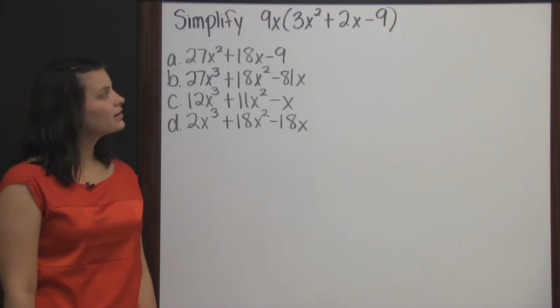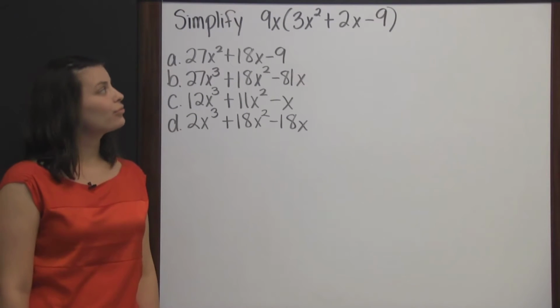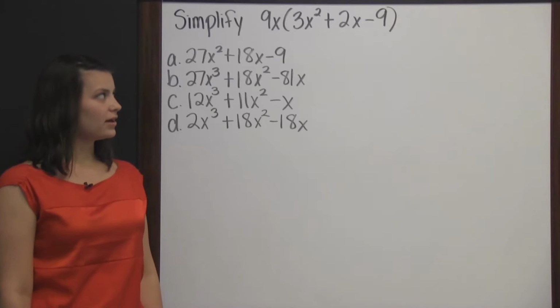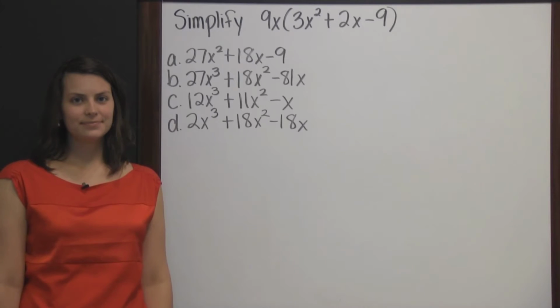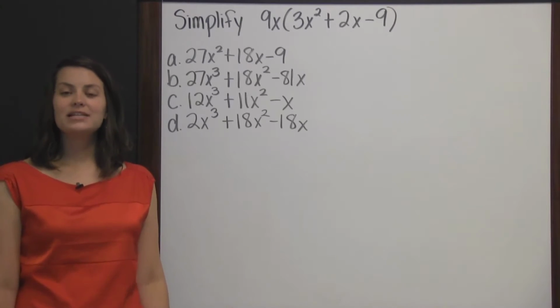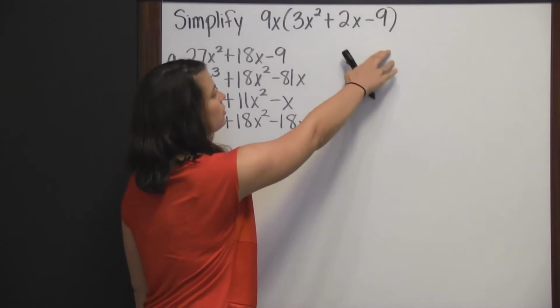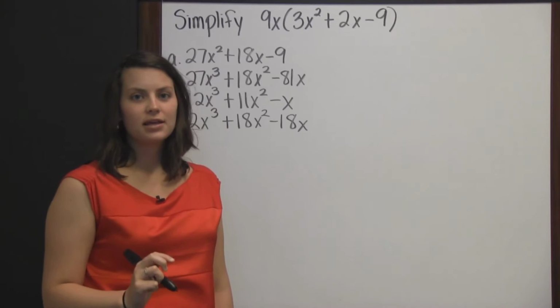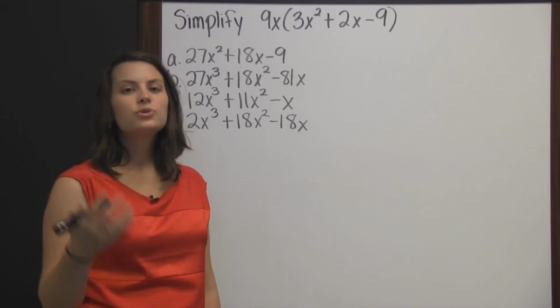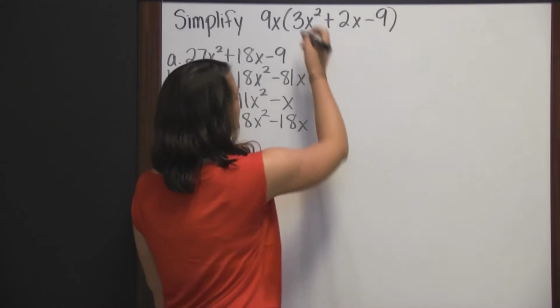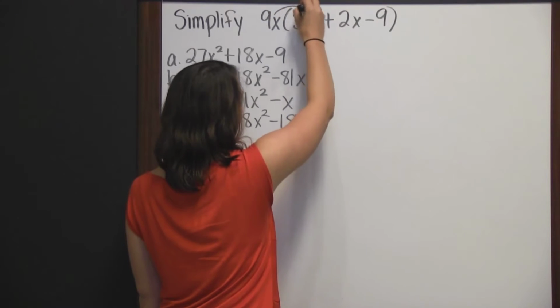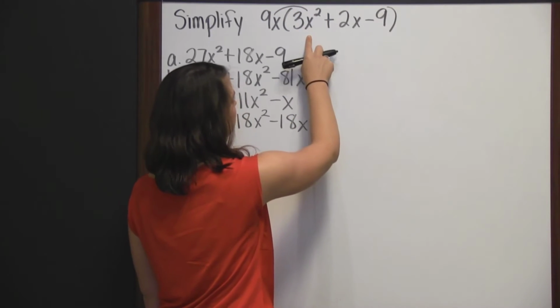Simplify 9x times the quantity 3x squared plus 2x minus 9. To simplify, we need to distribute the 9x to all the terms inside the parentheses. And what that means is we have to multiply. So we multiply first 9x times 3x squared.